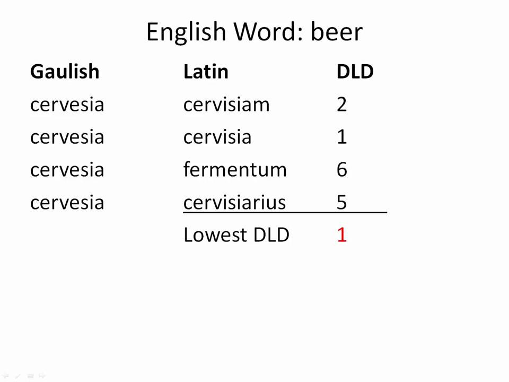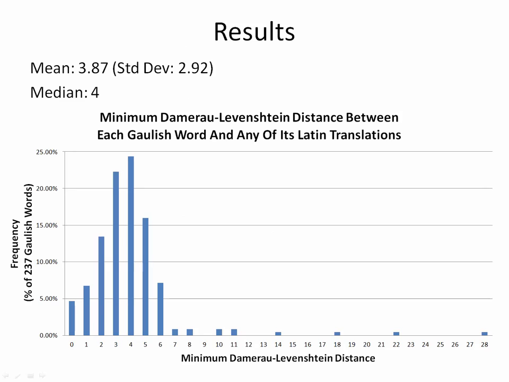Let us now observe what happens when we actually apply this process to each of the 237 available Gaulish words. What we find is results that look like this. We find that the mean Damerau-Levenshtein distance is 3.87, with a large standard deviation of 2.92. The median is 4. Now, as we look at this graph that is presented on this slide, we see some numbers that are very large. We see a Damerau-Levenshtein distance of 14, 18, and even above 20.